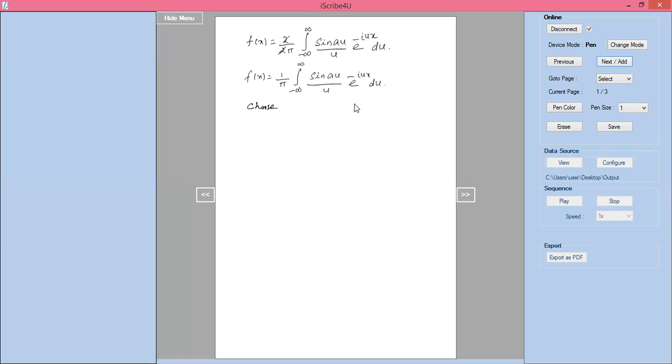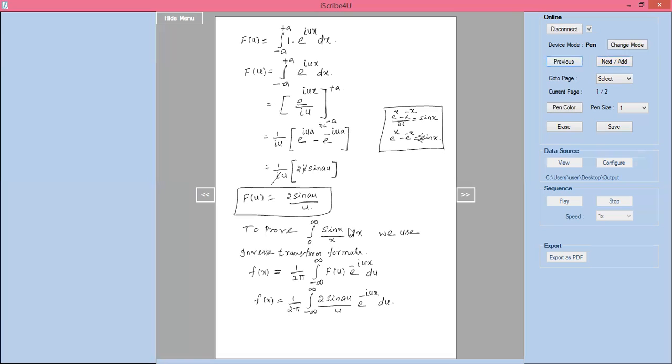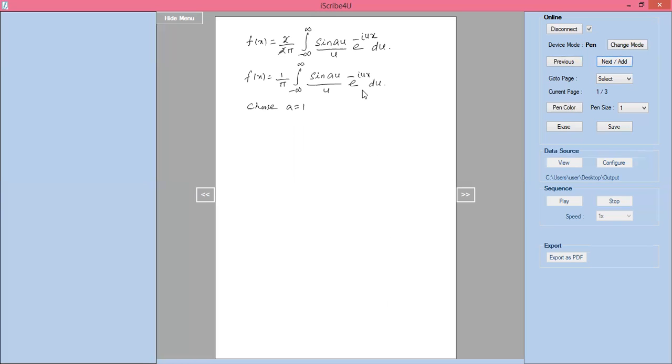a equal to 1, and at the same time I don't want this e power minus iux term also. What is that e power minus iux? This term should become 1, because there is no e power iux term. So at the same time I will choose x equal to 0. Here if we keep u as 0, the denominator becomes 0. So that's why we choose a equal to 1 and x equal to 0 in f of x.